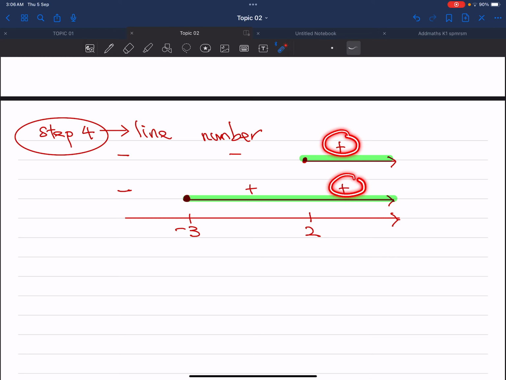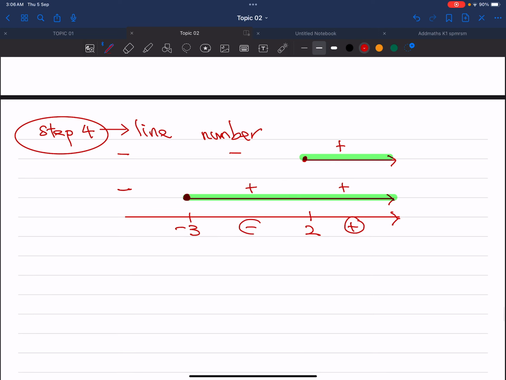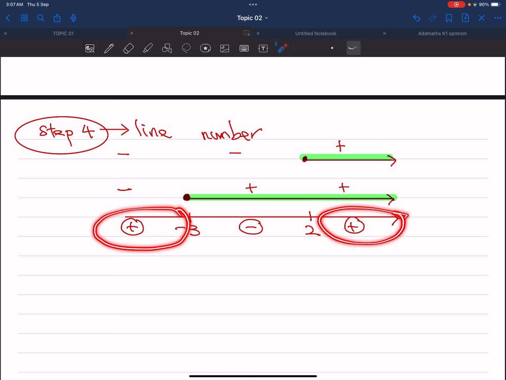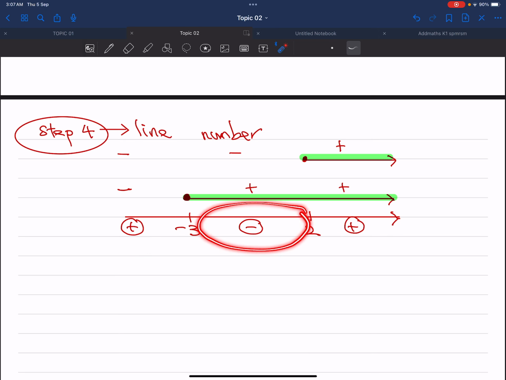Positive times positive, you would get positive. Negative times positive, you would get negative. And finally, negative times negative, we would get positive. Now, which one are we going to take for the answer? Are we going to take the positive part or the negative part?